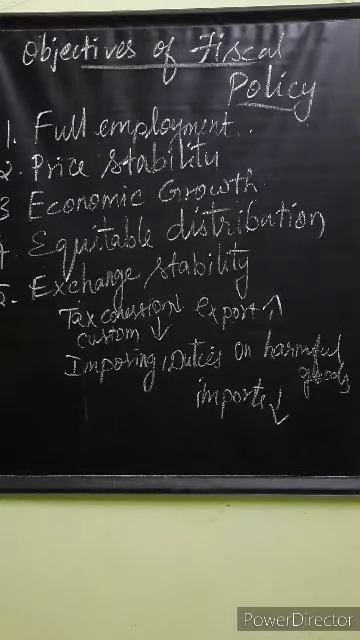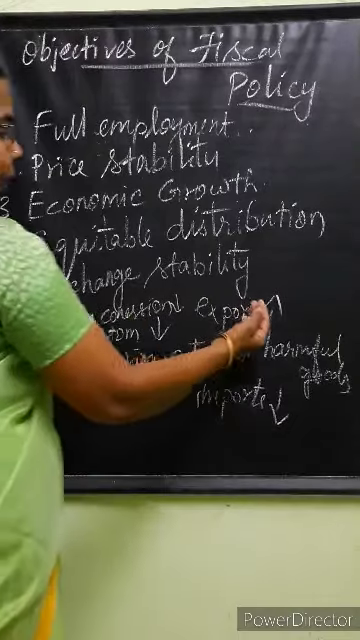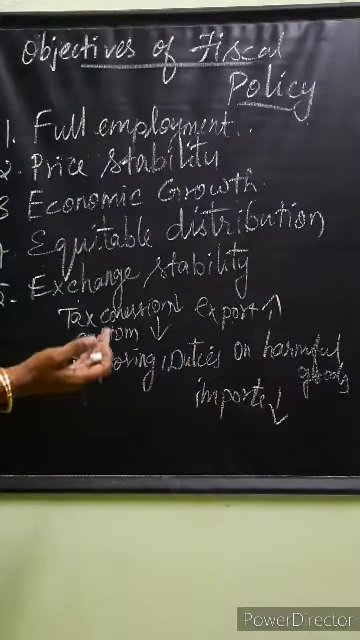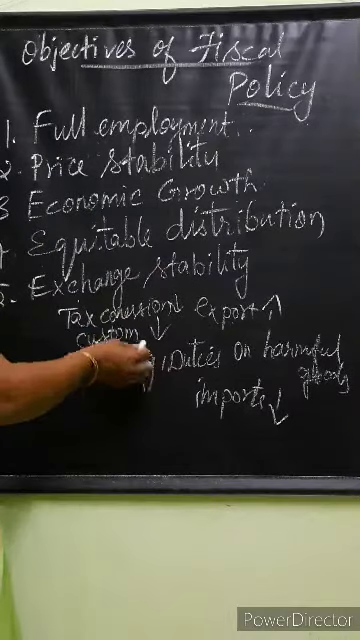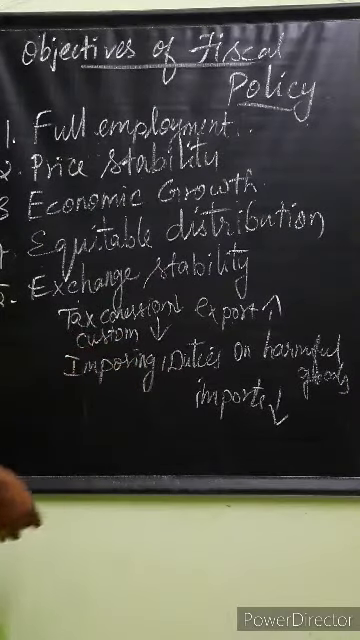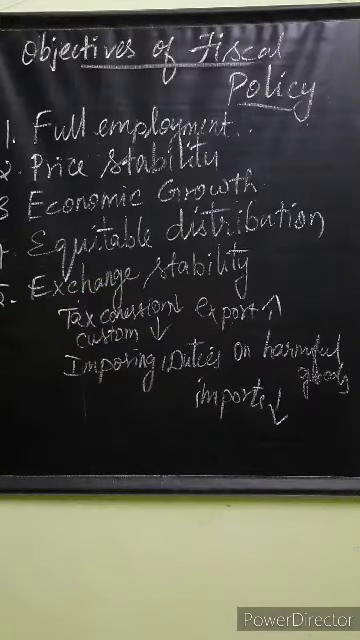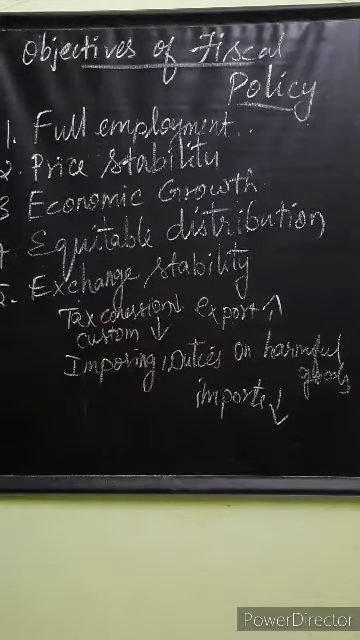And if there is more export, we will get the foreign exchange. If we are importing more, we will give the foreign exchange. So, to maintain the stability, the government, through the fiscal policy, has to check whether we are exporting more. By giving the tax concession and other things, they can increase the export.